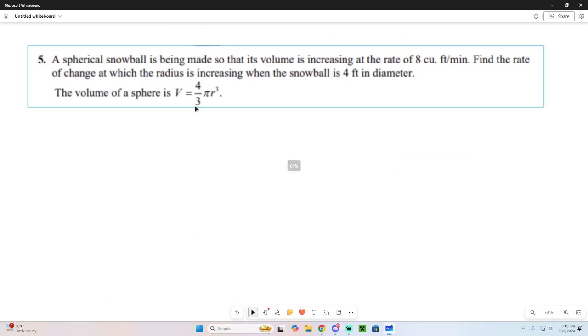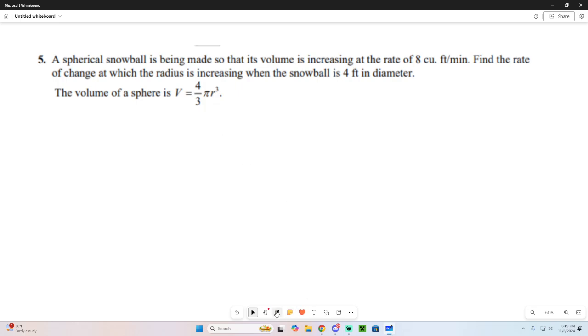So the volume of a sphere is V equals 4/3 pi r cubed. We know that the volume is increasing at a rate of 8 cubic feet per minute, so dV over dt equals 8. Find the rate of change at which the radius is increasing. So we're trying to find dr over dt, and that's a question mark, when the snowball is 4 feet in diameter, which means the radius is half of the diameter, so the radius is equal to 2.